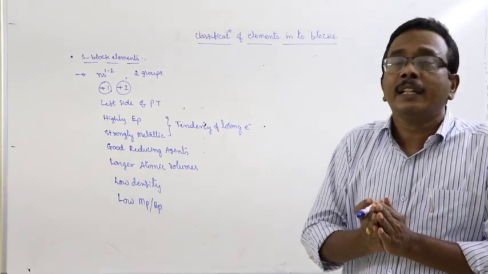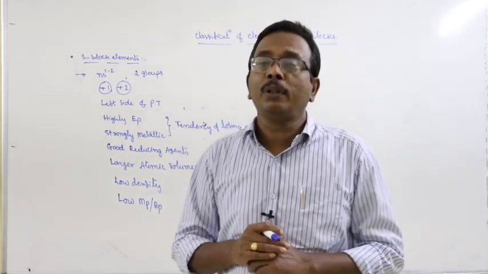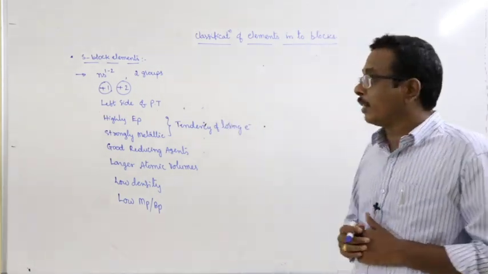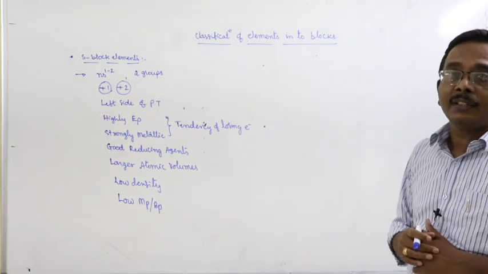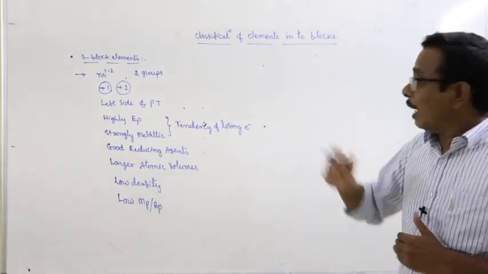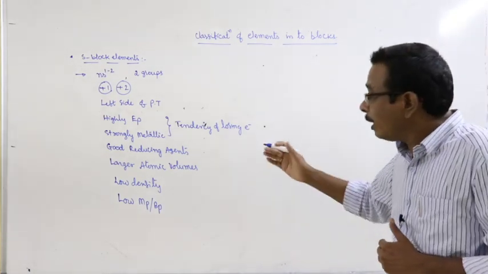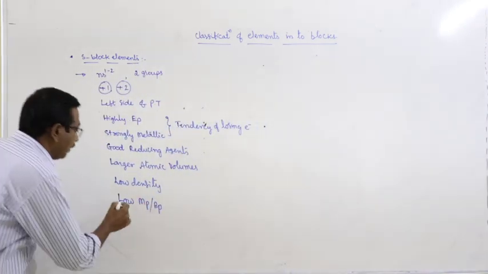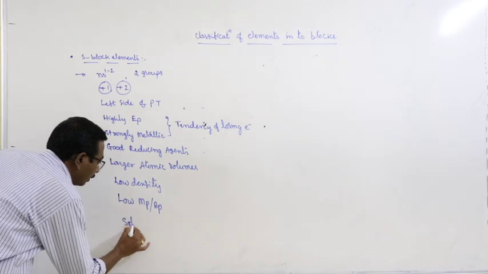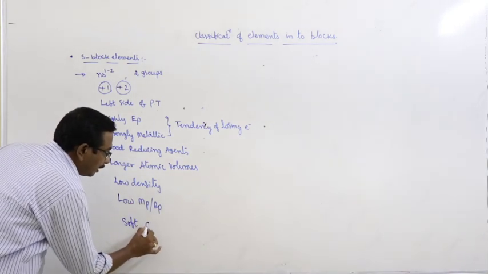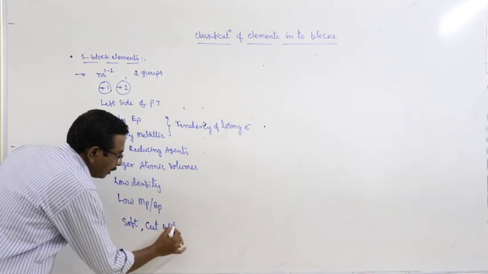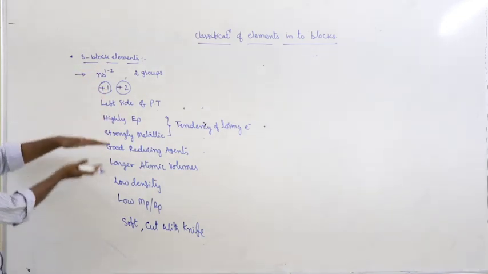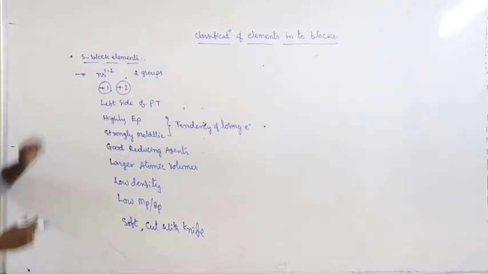They are present at the extreme left side of the periodic table, and they are highly electropositive. They are strongly metallic in nature, and they act as good reducing agents. They have larger atomic volumes, low densities, and low melting points and boiling points. They are also soft, and they can be cut with a knife. These are all the characteristics of S block elements.